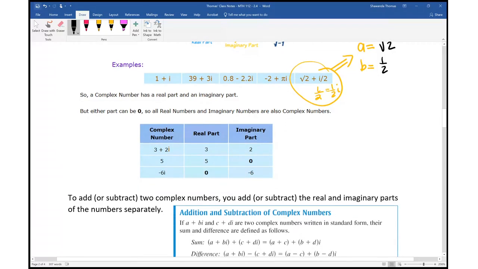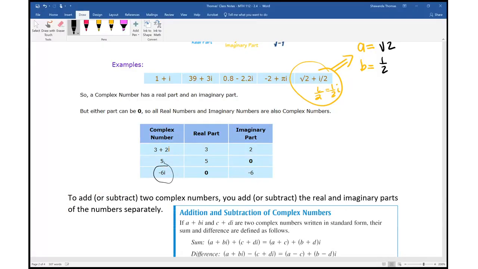3 plus 2i, the real part is 3, the imaginary part is 2. And for 5, there is no i at all. So the real part is 5, but the imaginary part is 0. And for this complex number, negative 6i, there's no real part. So the real part is 0, considered to be 0, and the imaginary part is negative 6.